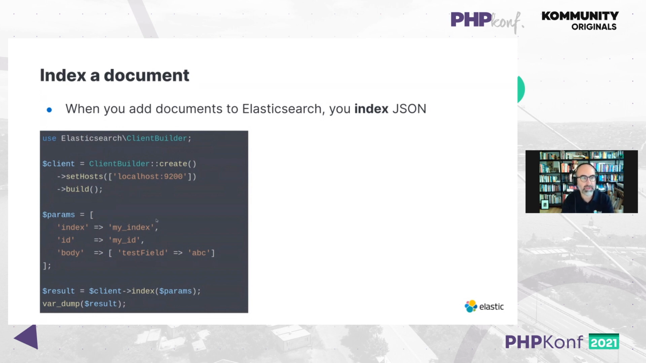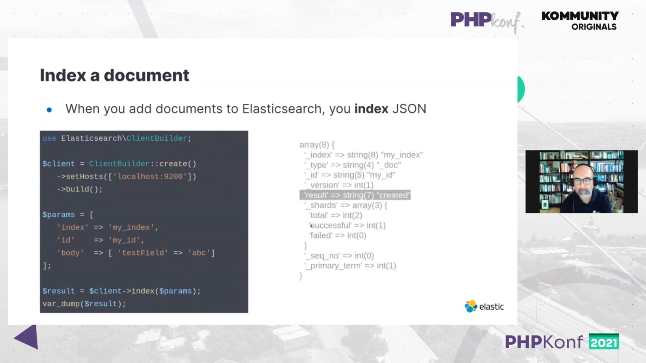And actually you need to specify two parameters. One is the index name, in this case my_index, and the other is the ID, the specific ID of the document. And the document itself is specified in the body. So the body field represents the document. And inside we have this simple document. This is just an associative array with one element. And that's it. You pass the $params to the index endpoint and we will get back a result.